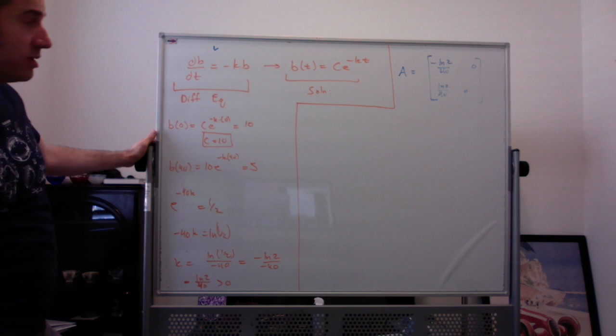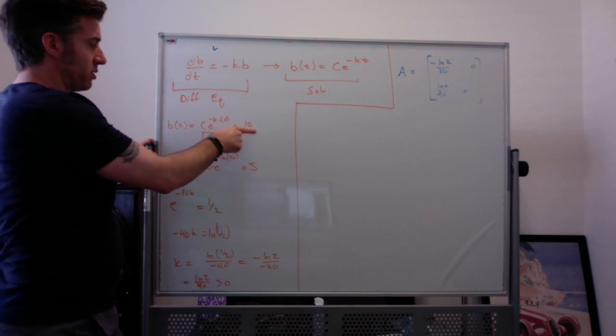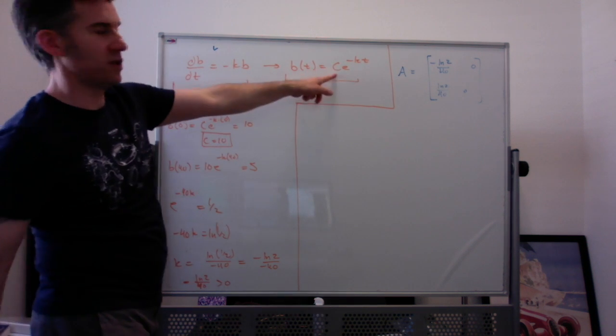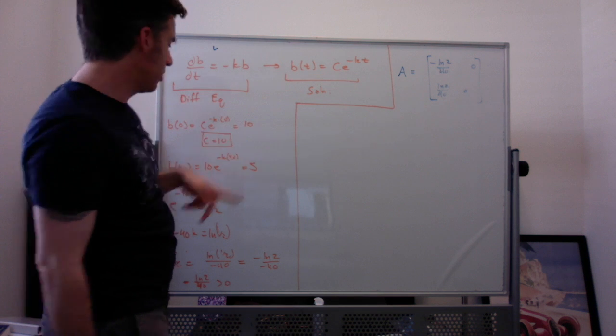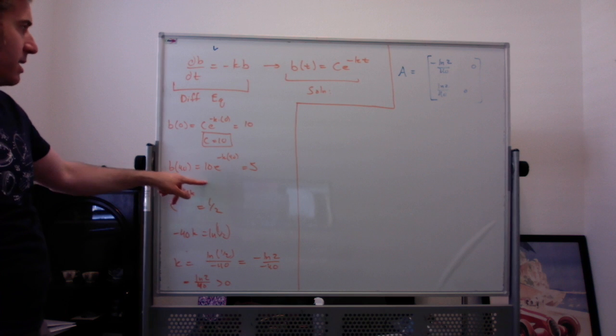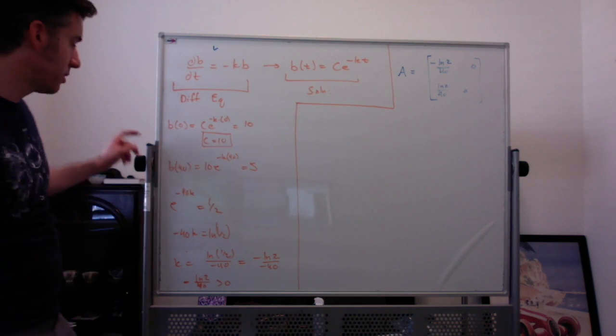Solving for k, because that's what we need, we have B(0) equal to C e^(-k·0), which is equal to 10. So C has got to be 10. Not surprisingly, right? The coefficient here is usually the initial amount you start with. B(40), that's our half-life time, is equal to 10 e^(-k·40), and that should equal 5, half of what we started with, which was 10.